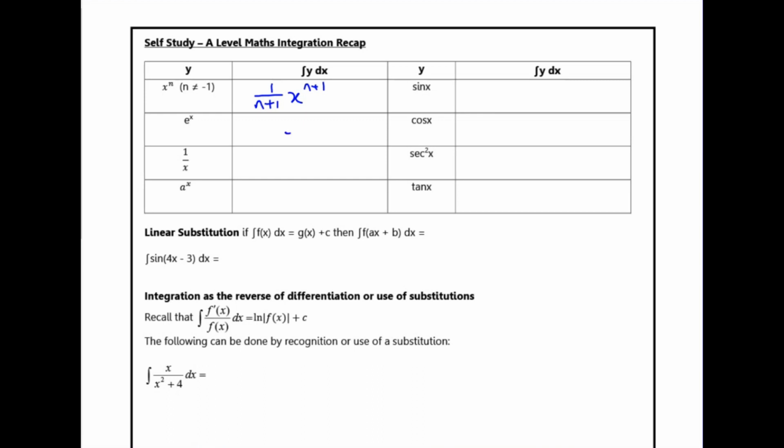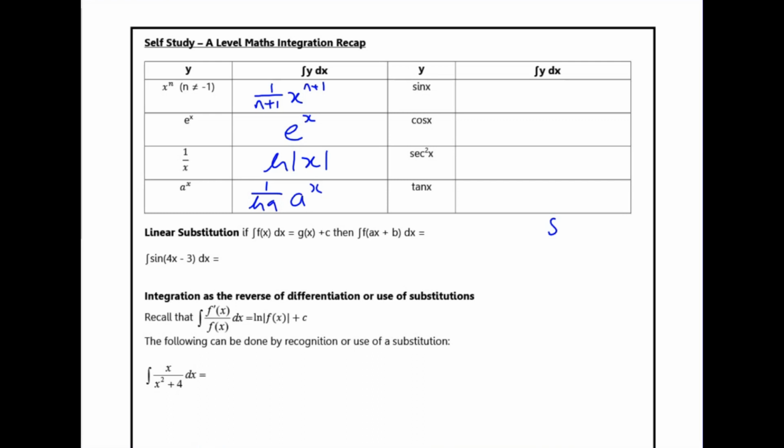Integrating e to the x just integrates to e to the x. Integrating 1 over x integrates to ln x. It technically should have modulus signs around it. In fact, technically this one should be ln of a times x, because any of those will differentiate to 1 over x. But whenever you integrate into ln, it should have modulus signs. Integrating a to the x stays as a to the x. However, remember when you differentiate a to the x, you times by ln a. So when you integrate a to the x, you divide by ln a.